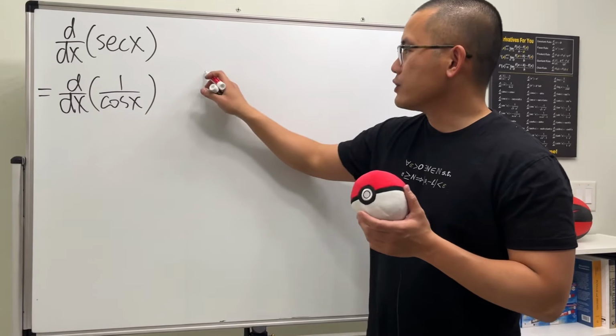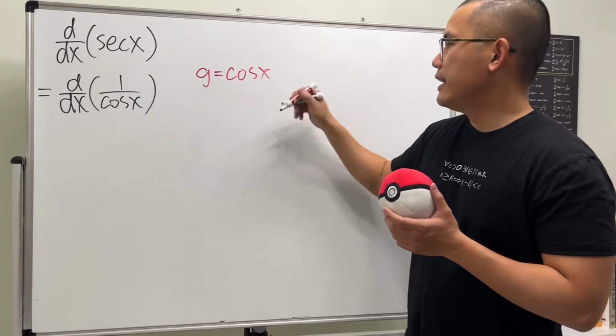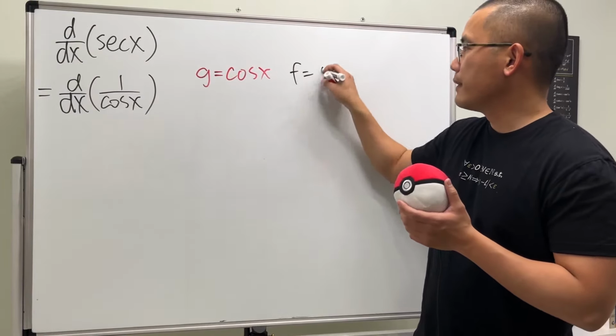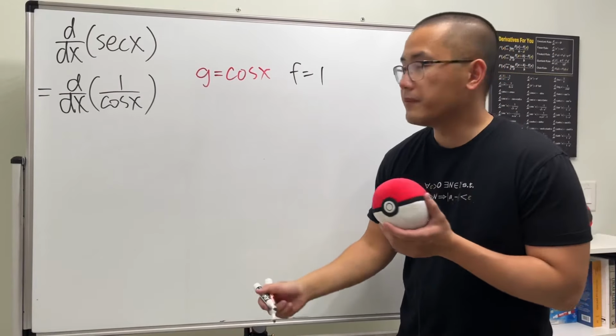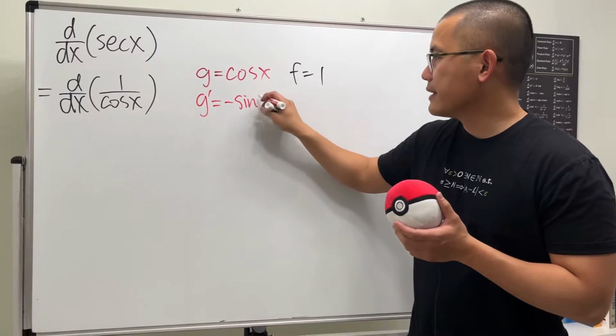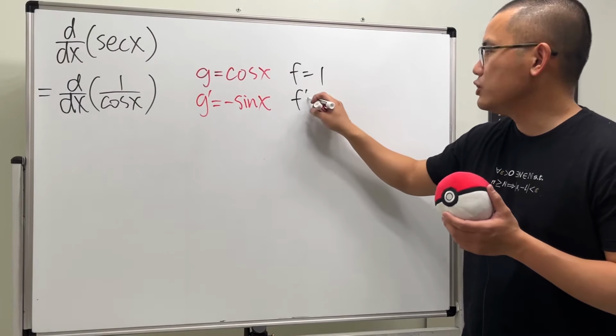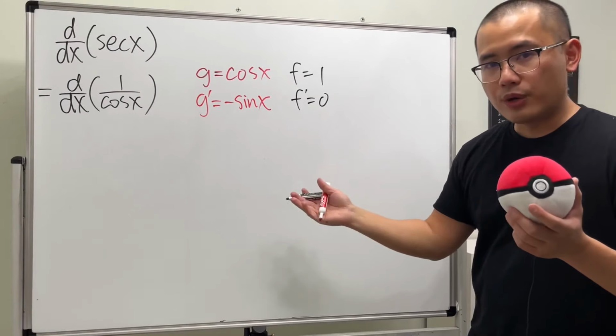This is the bottom function, so I'll write that as g, which is cosine x, and then the top function is just 1. And now let's go ahead and do the derivative. The derivative of cosine is negative sine, and of course the input is x. And then the derivative of 1 is just 0. And now we are good to go.